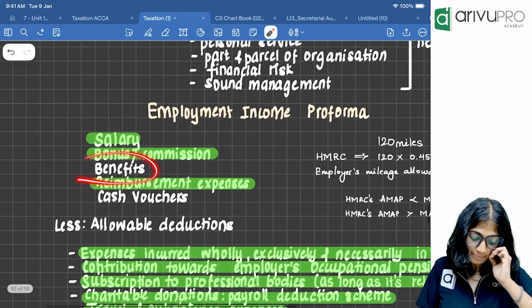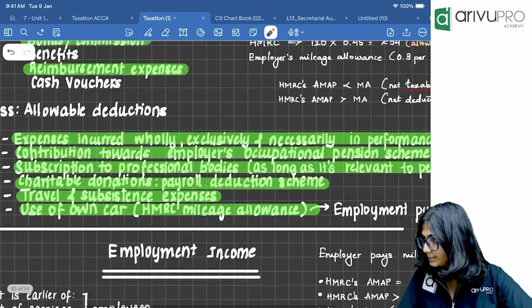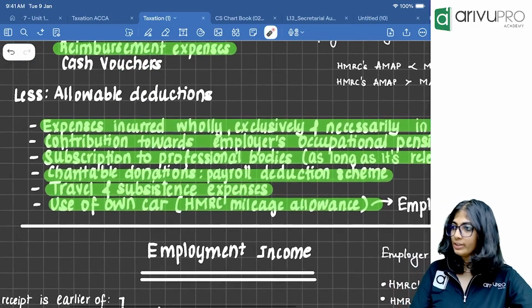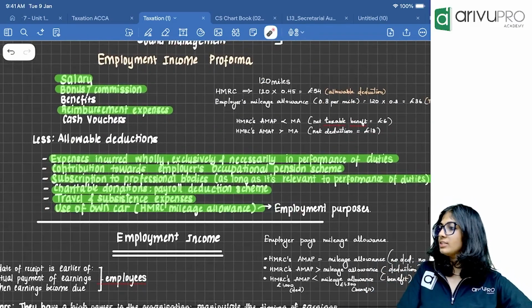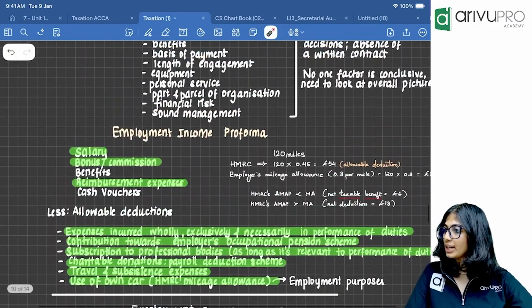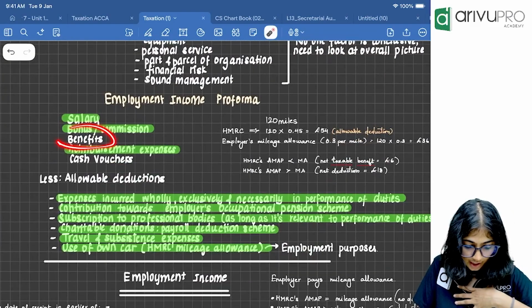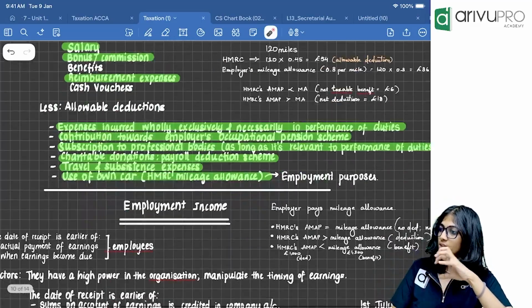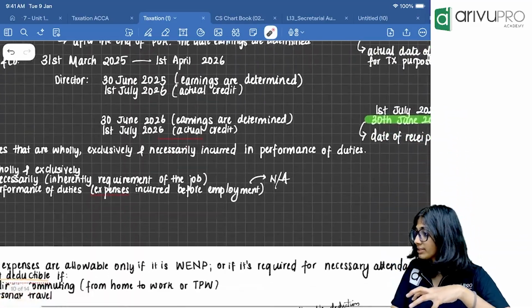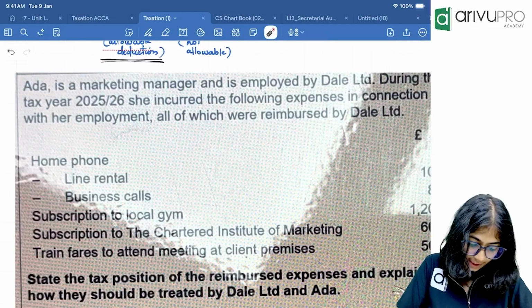Now we had looked at salary, bonus, commission, reimbursement expenses, and we had looked at all the possible allowable deductions. Just very little stuff is left. In order to reinforce the concepts of whatever we learned till now, excluding the benefits and cash vouchers, we'll look at a few questions and understand how to actually do them. Now let's look at this question.